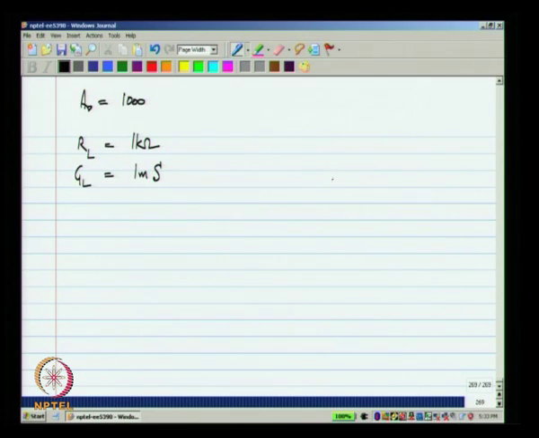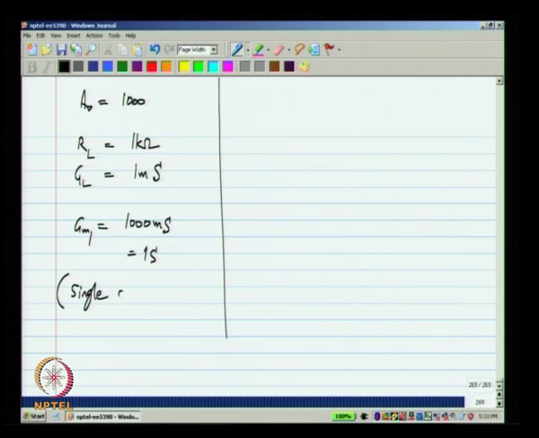If I tried this with a single stage op amp, the transconductance would have to be 1000 millisiemens or 1 Siemen. Okay. This is with a single stage op amp. Now, let us say we partition this into 100 from the first stage and 10 from the second stage. Okay.